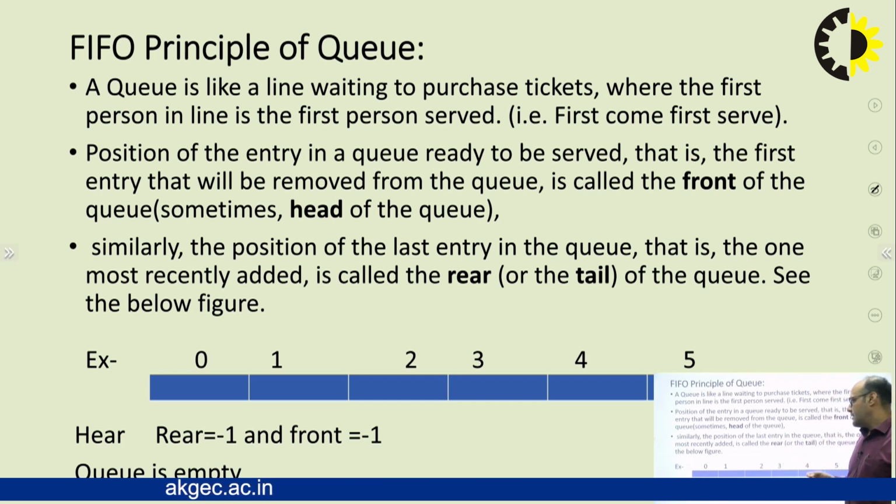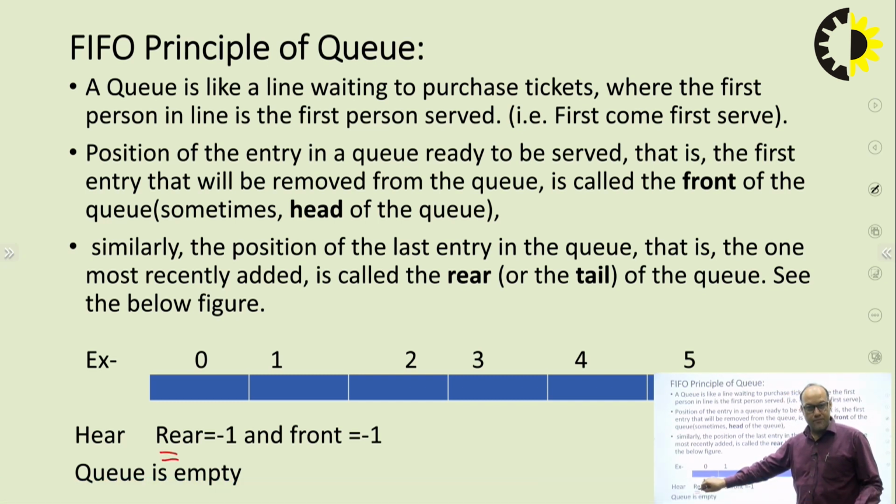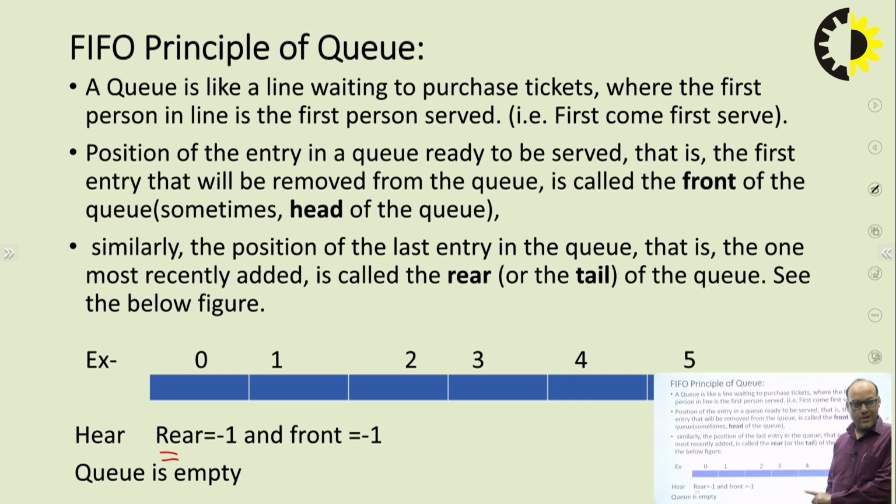The next point to keep in mind: just as in a stack there is a top variable, in the case of a queue there are two important variables. Number 1 is rear, number 2 is front. In a stack, we check whether the stack is empty by checking top is equal to -1. In the case of a queue, if both pointers are pointing to -1, then it is understood that the queue is empty. In a stack we check only one variable; in a queue we check two variables, rear and front.